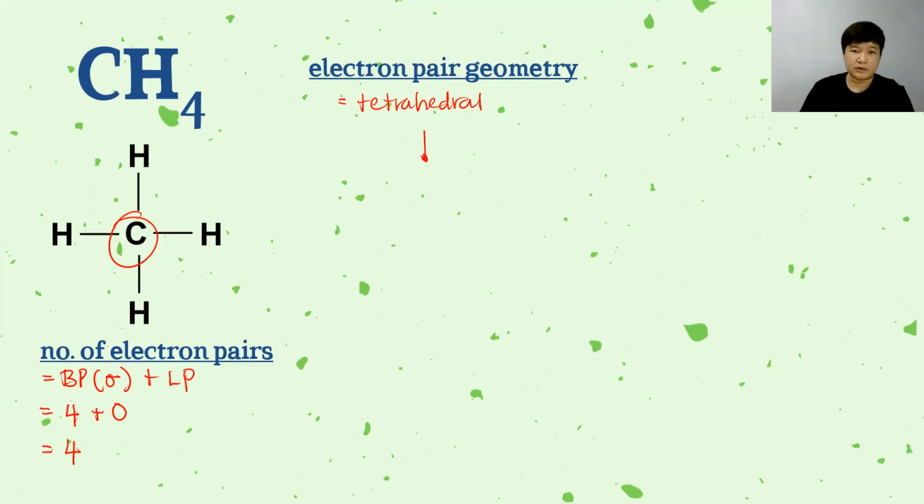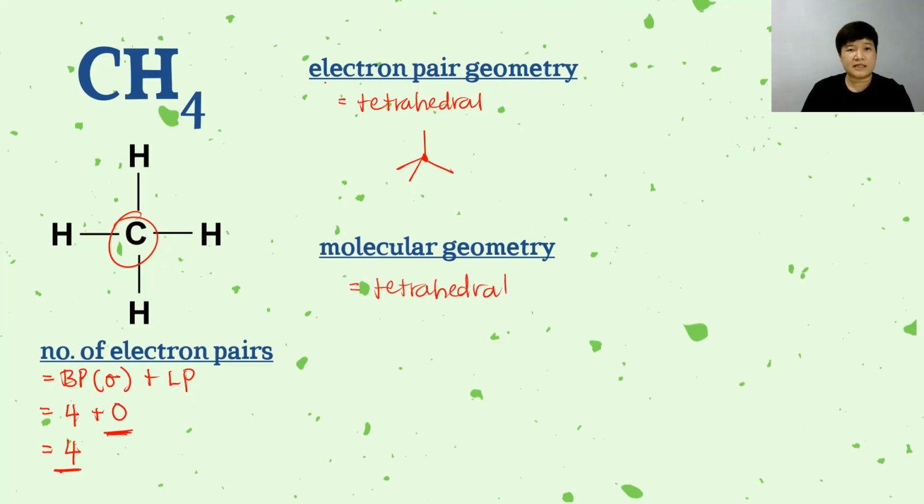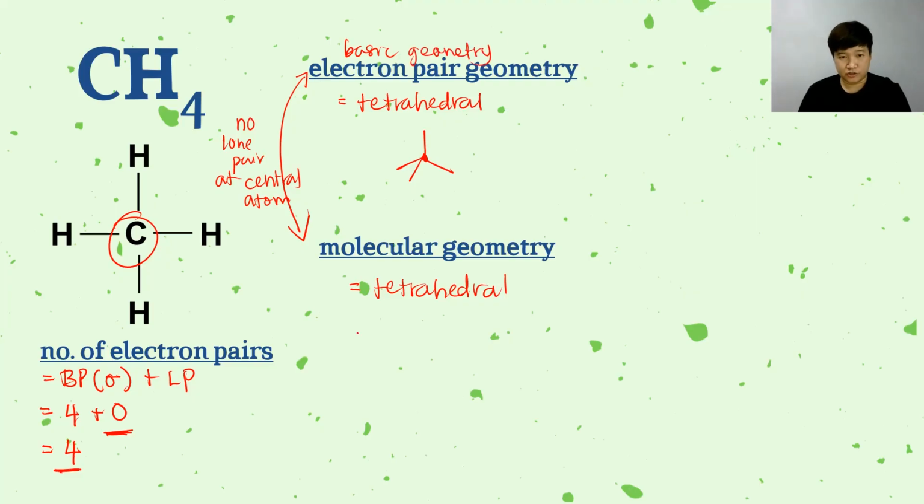And your tetrahedral will look something like this. And obviously, guys, there is no lone pair. So simple question. There is only bonding pair. The number of bonds will remain unchanged. Therefore, the molecular geometry will remain tetrahedral. In other words, the electron pair geometry will be equal to the molecular geometry if there is no lone pair at the central atom. Therefore, the electron pair geometry, the basic geometry, will equal the molecular geometry.